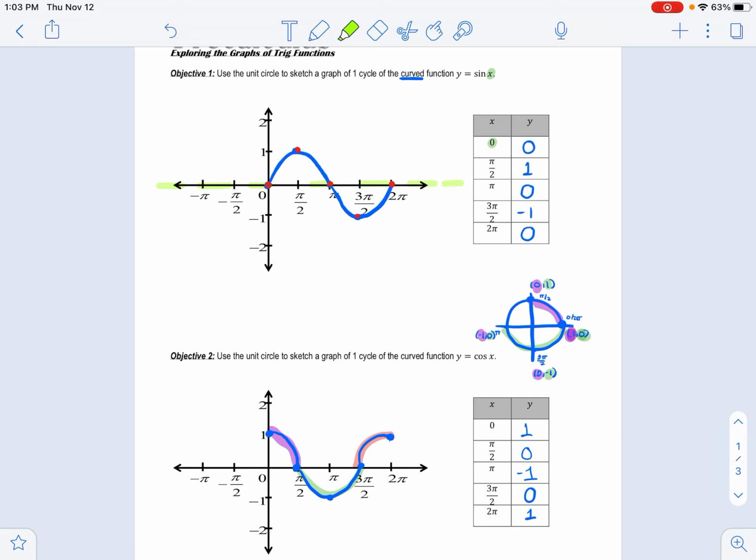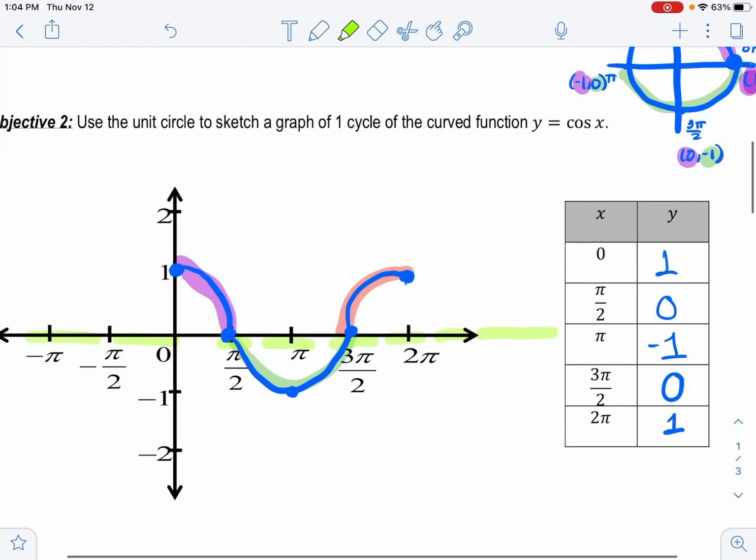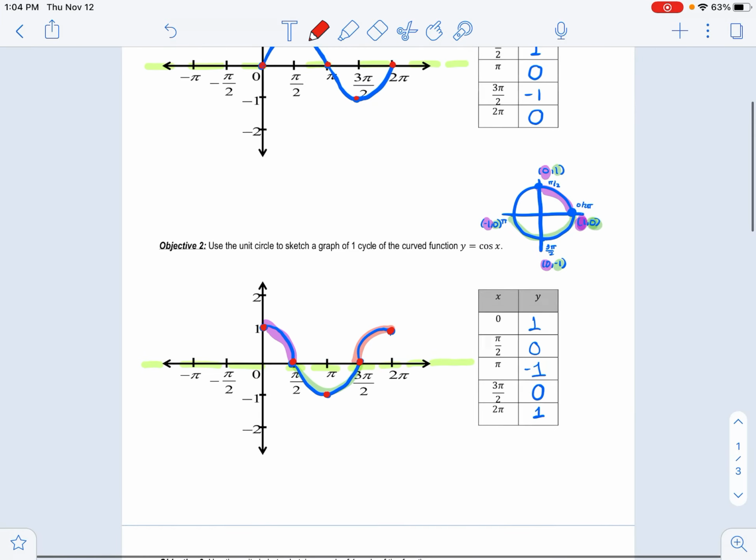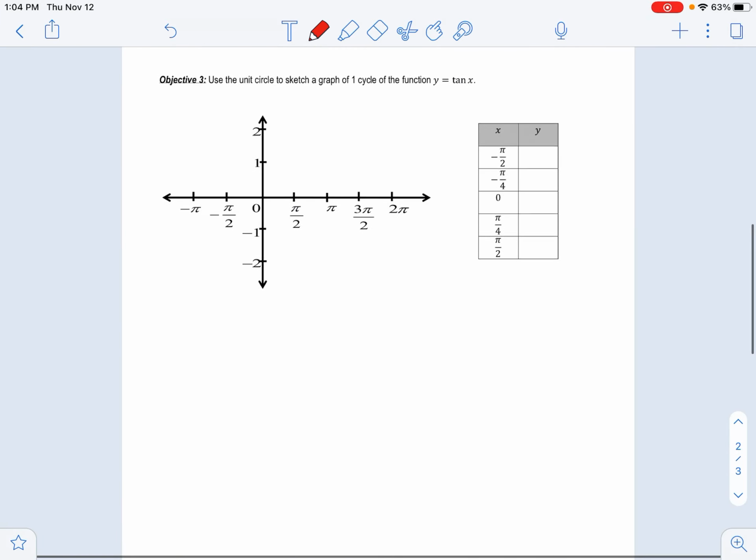For cosine, if I were to draw a midline in there, right here, cosine is above, on, below, on, above. That's how I remember them, okay?